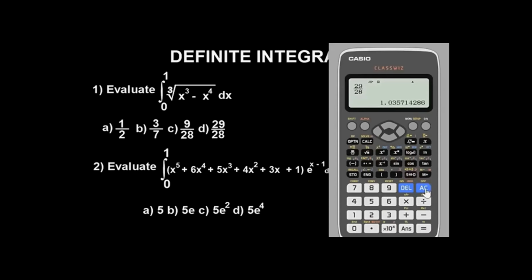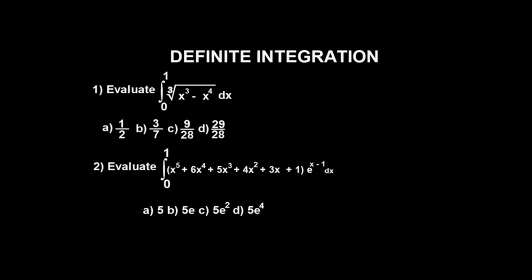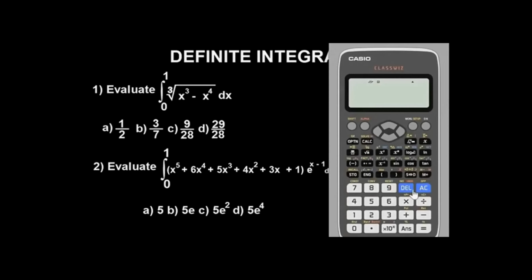Now let's solve question 2. It looks somehow complicated, but very, very simple, guys. Let's solve it, you're going to see the answer now. So we press this button to bring out the integral, and we put the upper limit to be 1 and the lower limit to be 0.